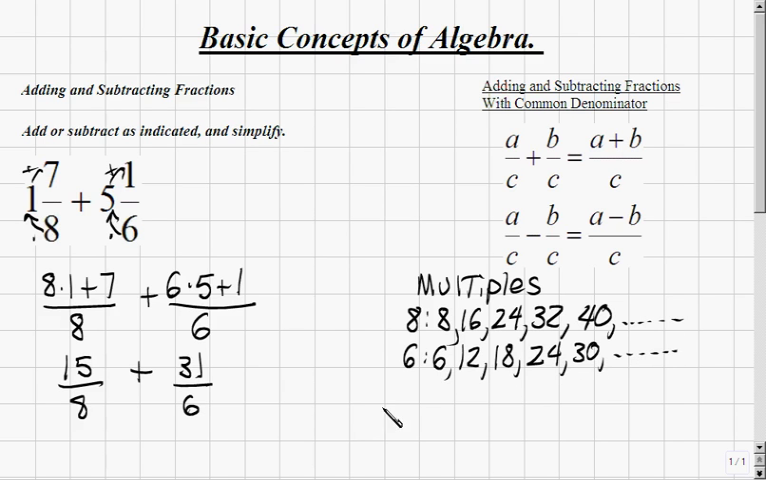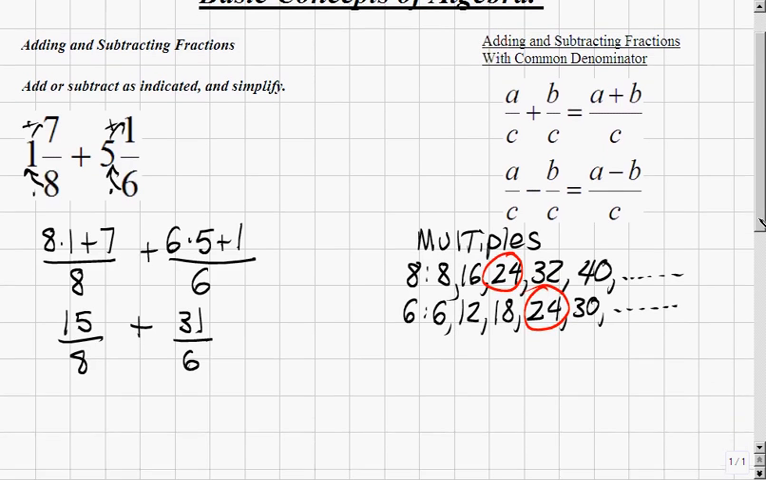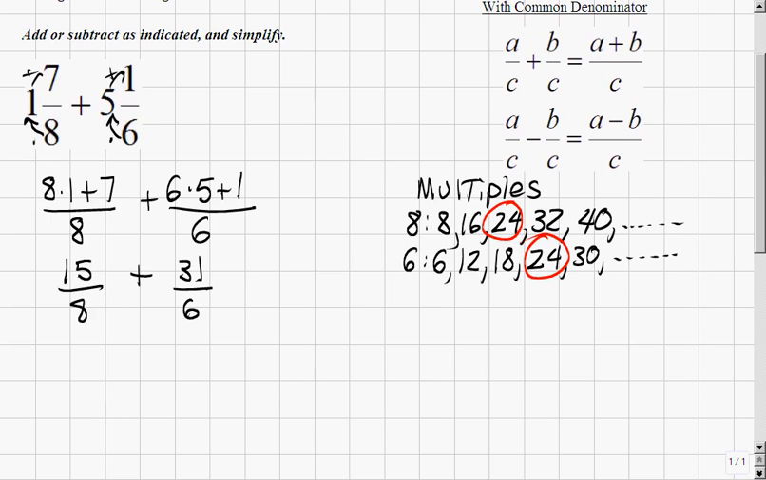The least common multiple is also the least common denominator. In other words, the first number that appears in both of these lists. Well, we see in here that the first number that appears in both lists is 24, and that will be our common denominator. So, we'd like each one of these fractions to have the common denominator of 24.